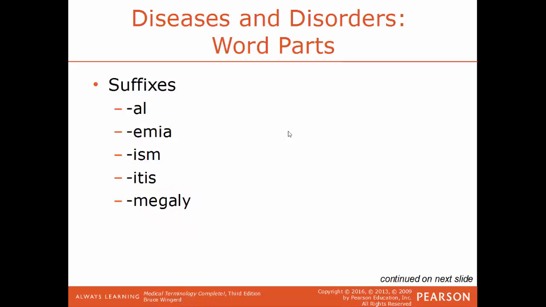Some common suffixes you'll see. Al means pertaining to. Emia means of the blood. Ism is a condition or a process. Itis means the inflammation of. Megaly means the abnormal enlargement.